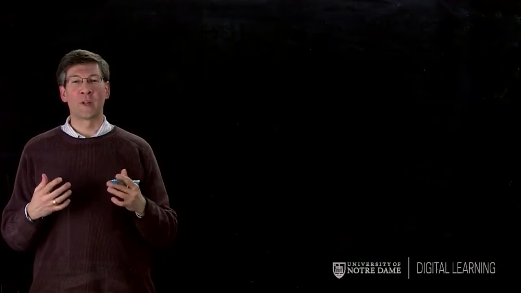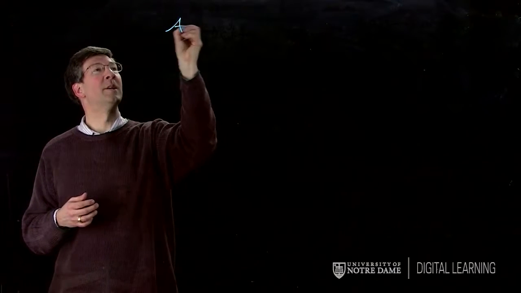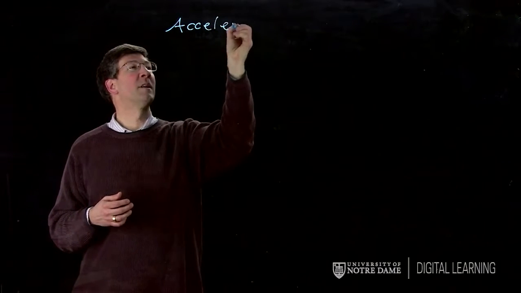So now that we've introduced the concept of velocity, which is the change in position over time, we can wonder about what happens when velocity changes. So that leads us to define our last vocabulary word, which is acceleration. So acceleration is the change in velocity over time.